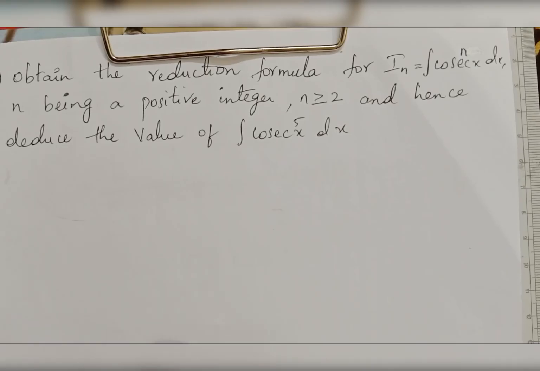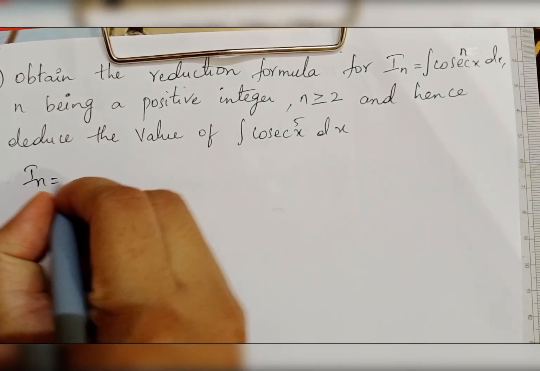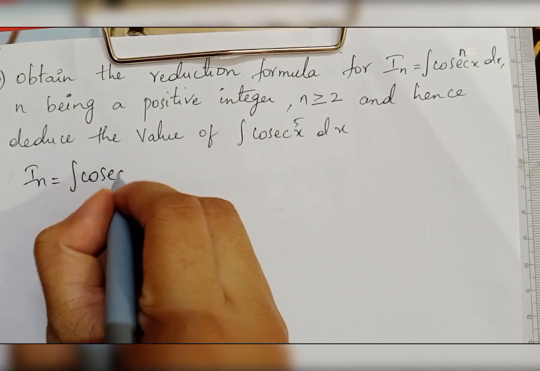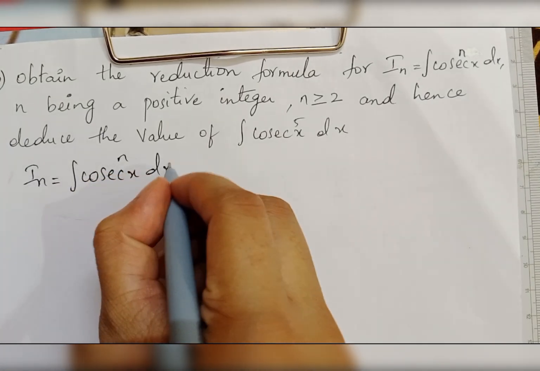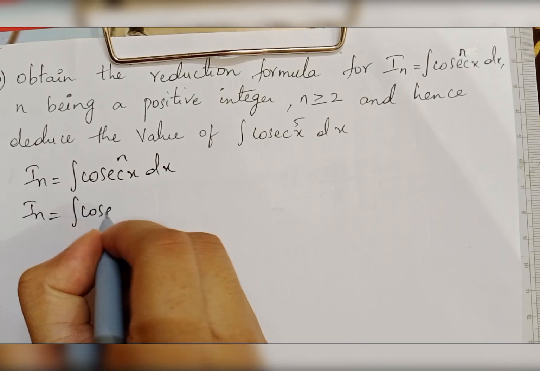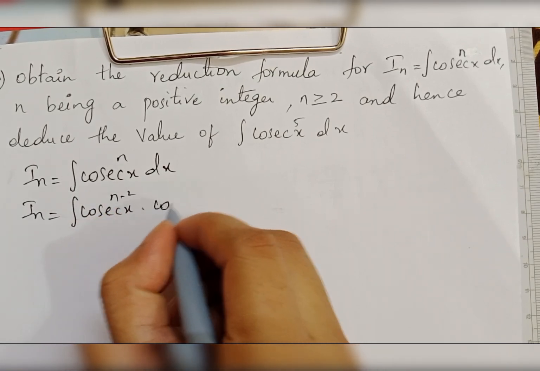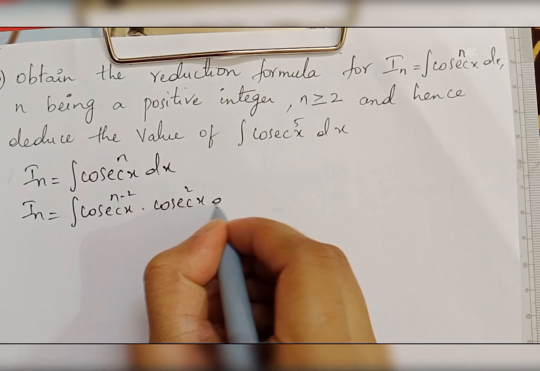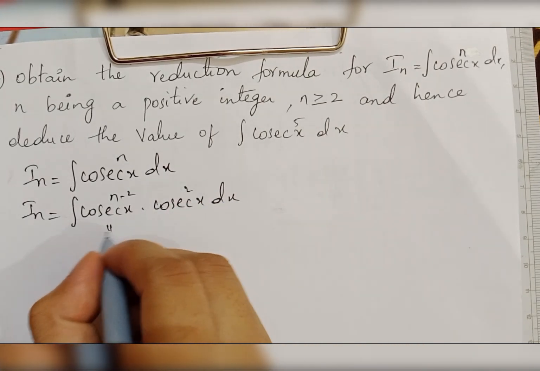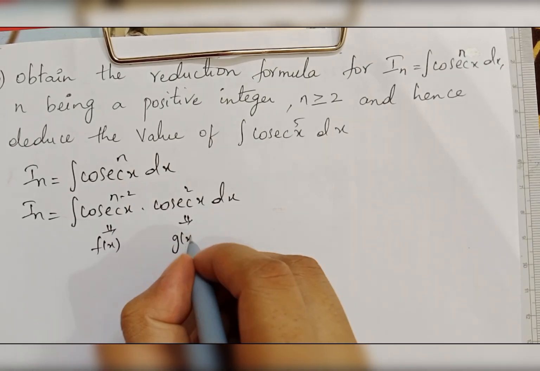So our last reduction problem is integration of cosecant x power n dx. Okay, so I_n is equal to integral cosecant x power n dx. This can be written as I_n is equal to integral cosecant x power n minus 2 into cosecant square x dx. Okay, so this function is taken as f of x and this is taken as g of x.